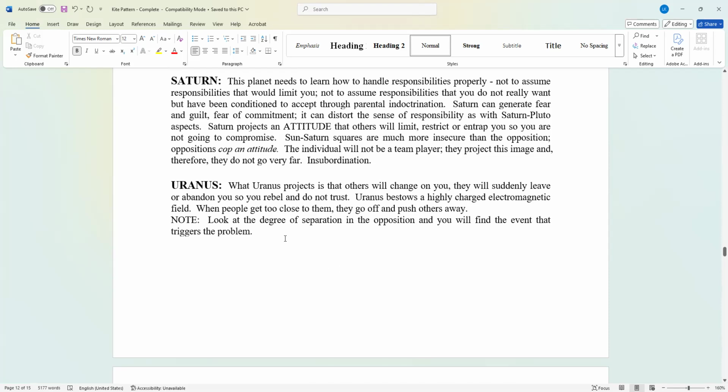And if you look at the degree of separation in the opposition, you're going to find the event that occurred in their life that triggered that problem. Say if there's a 10-degree, that's why I allow wide orbs with the hard aspects. See if there's a 10-degree difference between the opposing, say, Moon-Uranus. Then at the age of 10, something happened. Mother left. There was a woman, she just always thought she was a wonderful mother. And a lot of her children had the Moon-Uranus aspects. And you could see that it occurred around the same time.